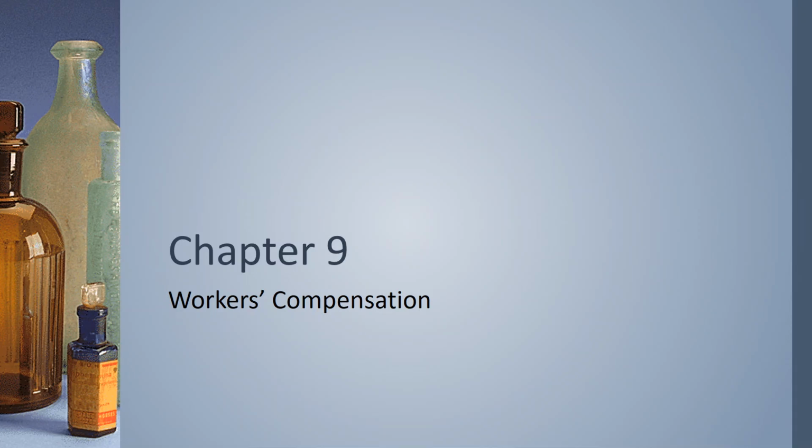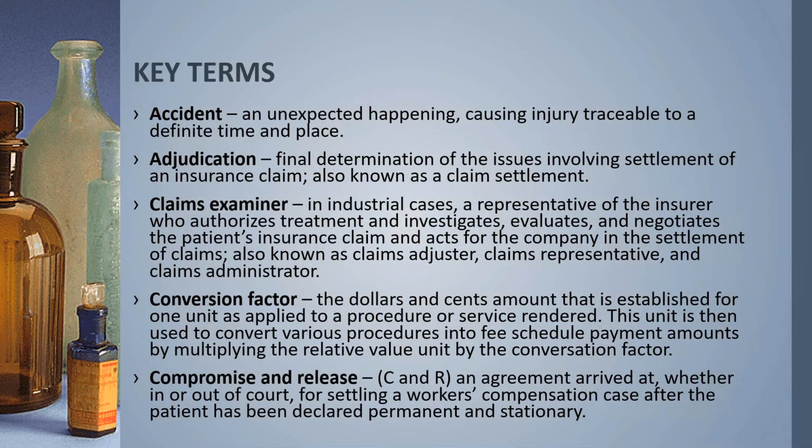Chapter 9 is workers' compensation. Our key terms: accident, an unexpected happening causing injury traceable to a definite time and place. Adjudication, final determination of the issues involving settlement of an insurance claim, also known as a claim settlement.